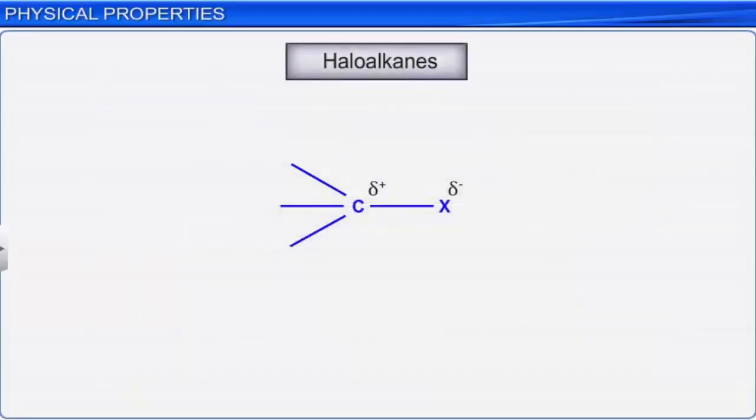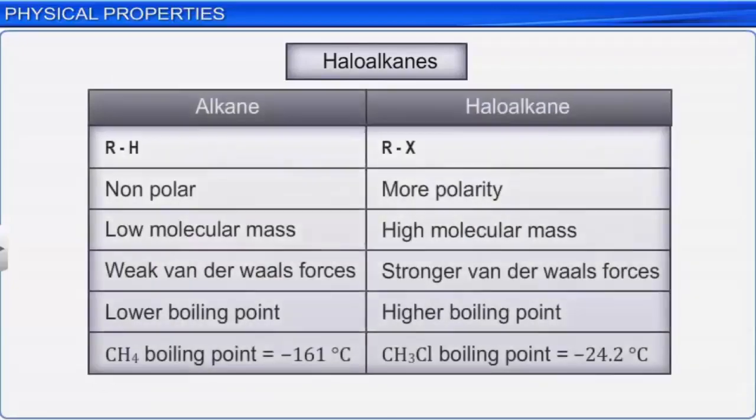You have already studied that the carbon-halogen bond in halogen compounds is polar. Due to the greater polarity and higher molecular mass of haloalkanes as compared to the parent hydrocarbons, the dipole-dipole and van der Waals forces of attraction are stronger in these compounds. Hence, haloalkanes have considerably higher boiling points than those of hydrocarbons of comparable molecular mass.